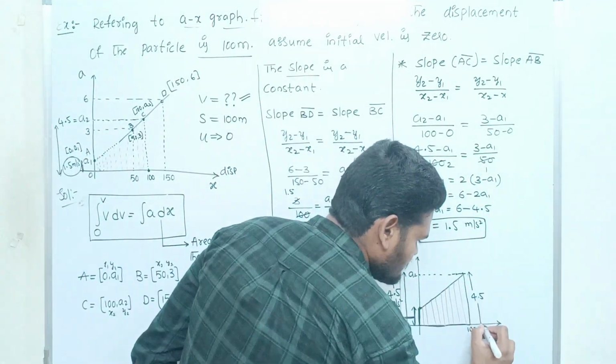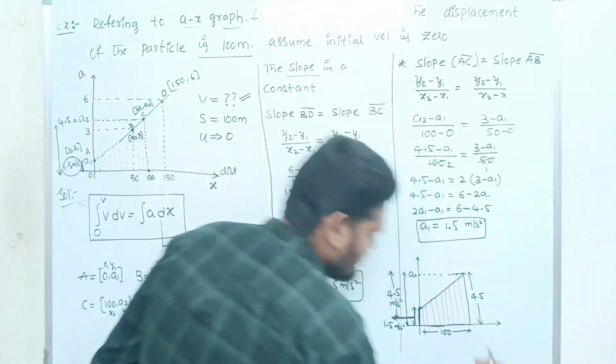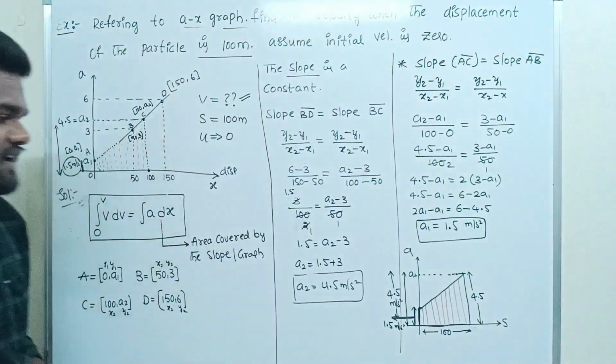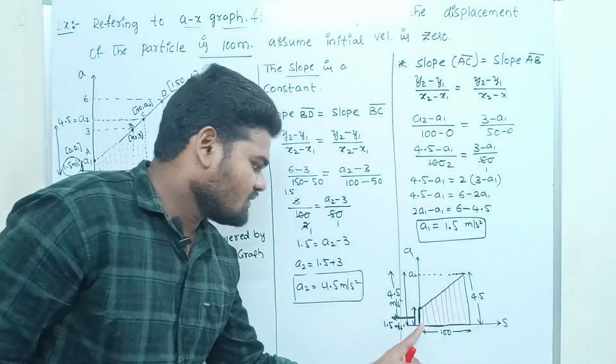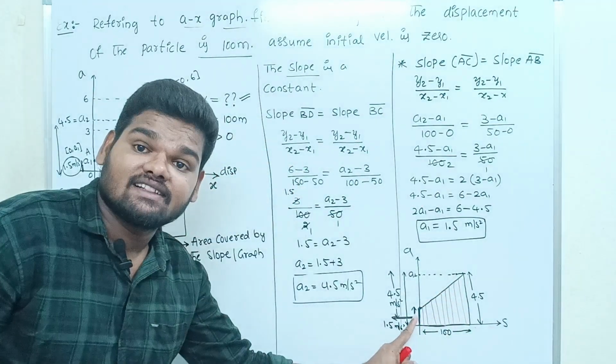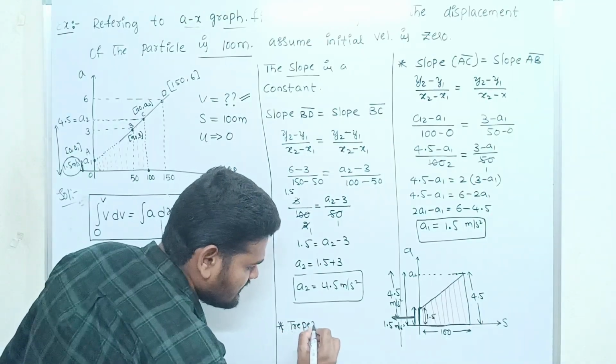Are you getting it now? Okay, so this is 100 meters. This is acceleration versus displacement. Have a look. Which shape is it? It is a trapezium.